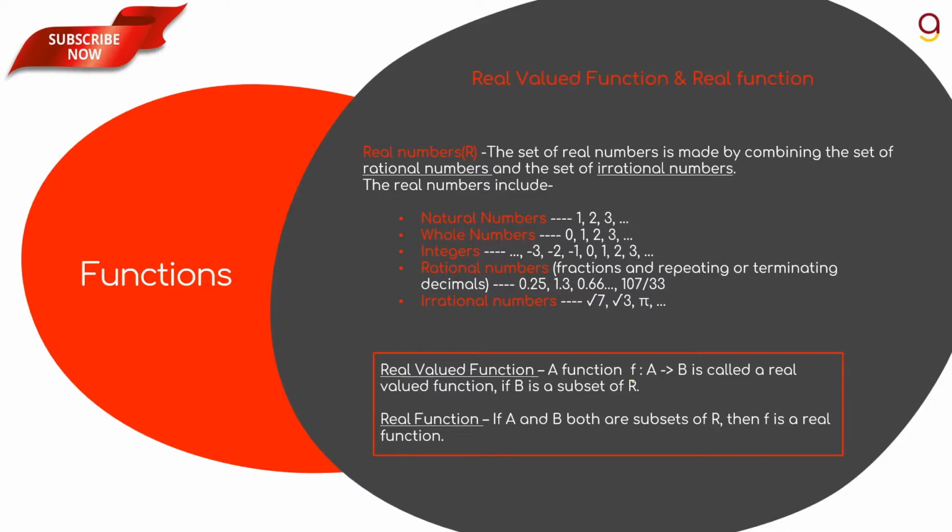A function f defined from A to B is called a real valued function if B is a subset of R. If B is a subset of R, we can say that the function is a real valued function. Now, real function: if A and B both are subsets of R, then f is a real function. What is R here? The real numbers.